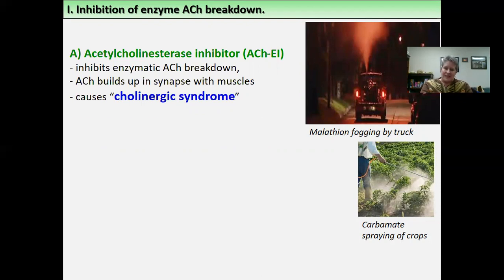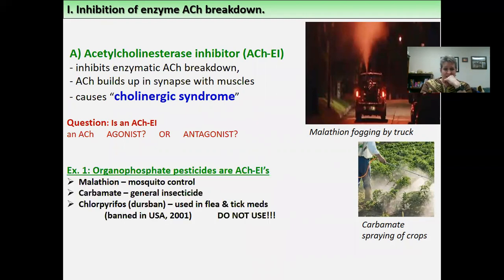So let me ask you a question. Is the acetylcholinesterase inhibitor an acetylcholine agonist or an antagonist? To answer this question, you're probably thinking about it. Does it increase the amount of that neurotransmitter or does it decrease? It increases it, so it makes it an agonist. All right, so the answer is it's an agonist.